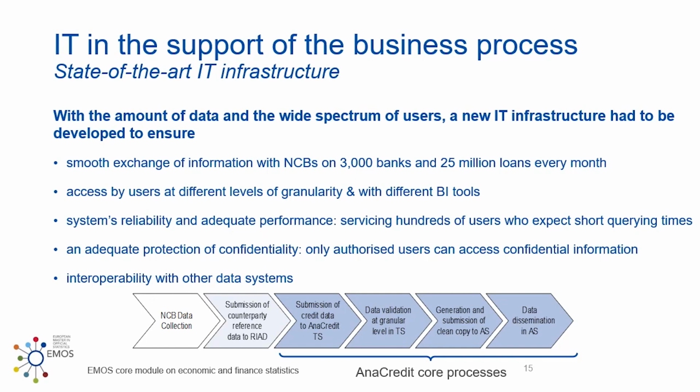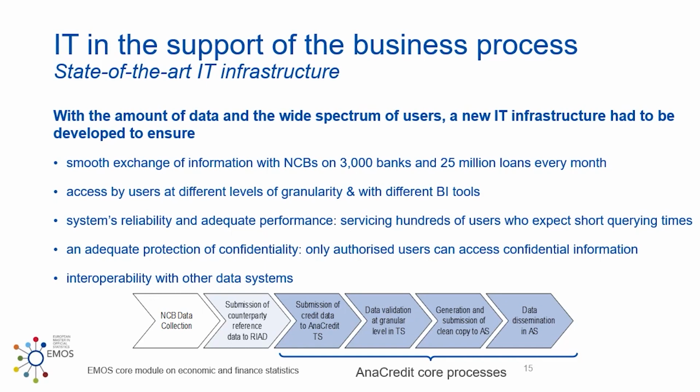On the data reception side, the system manages the exchange of information with 19 national central banks on an ongoing basis. At its core, the system receives around 25 million loans from around 3,000 banks every month. In order to process loan information, the system also needs to correctly read in information about around 8 million related counterparties from RIAD. And since national central banks may send data to AnaCredit at any moment in time, the system's reliability is crucial so that the exchange goes without glitches. And that's just the input side.